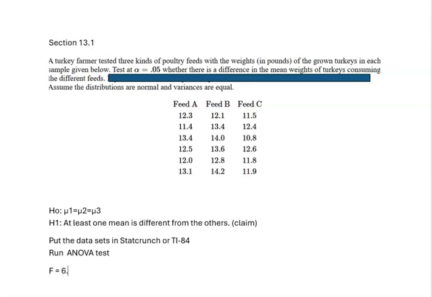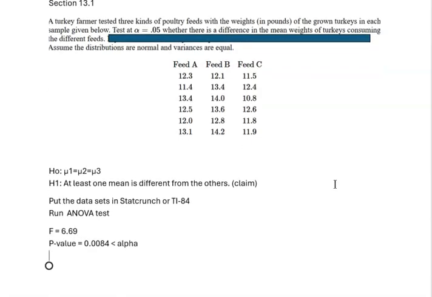F is 6.69. Step number 2, the p-value is 0.0084, which is less than alpha. Alpha is 5%. So what's the decision? Reject H0.